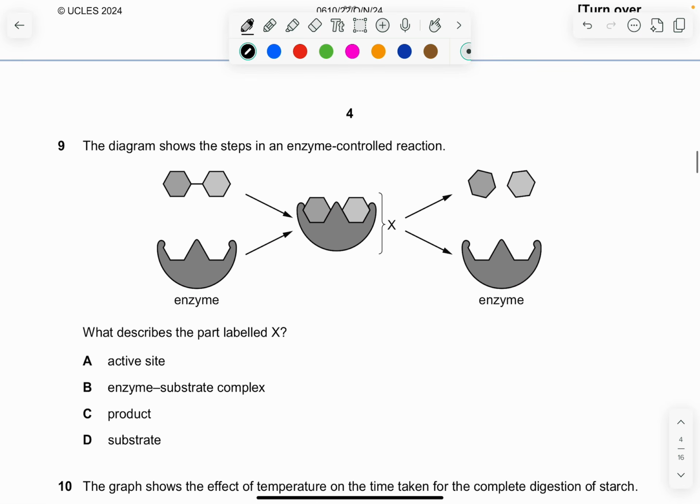Okay. Question 9. The diagram shows the steps in the enzyme-controlled reaction. What describes the part labeled X? So we have the enzyme and the substrate. When the enzyme and substrate bind together, this whole thing is called an enzyme-substrate complex.